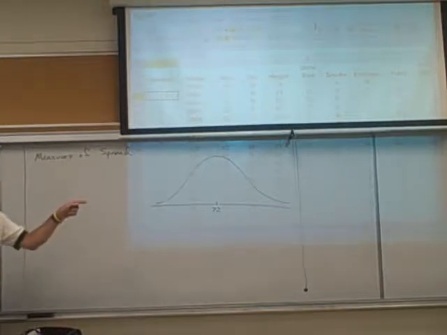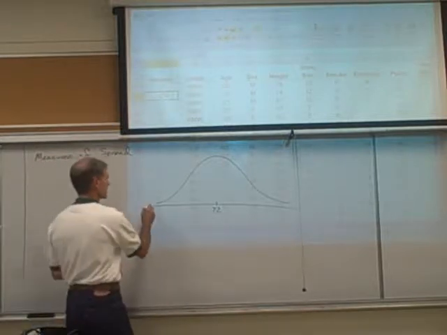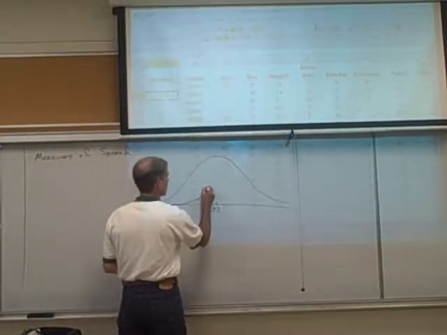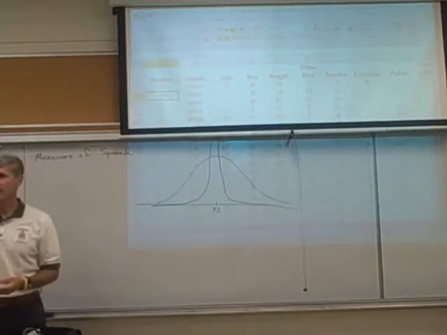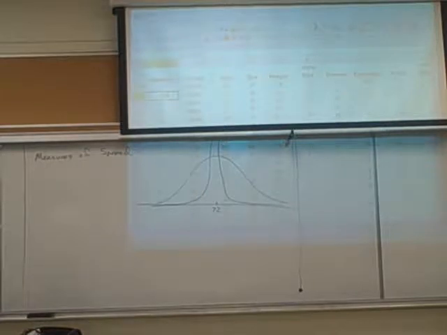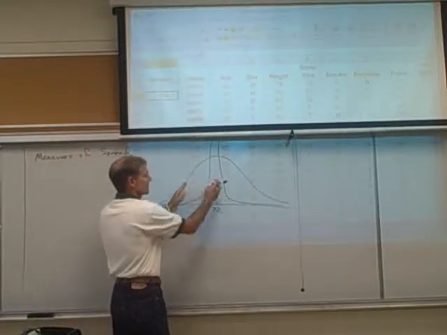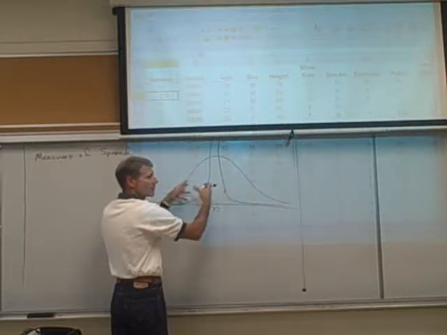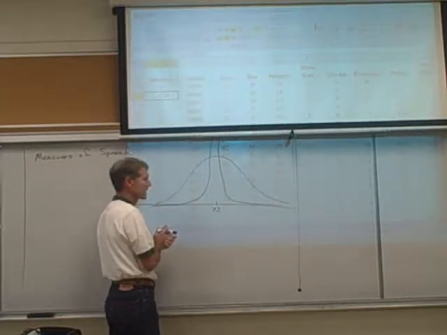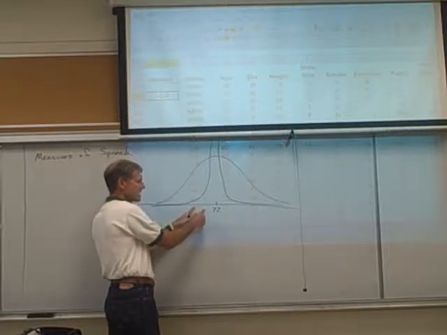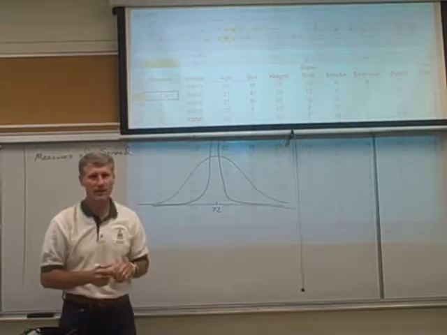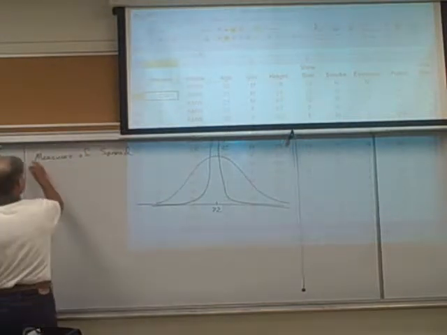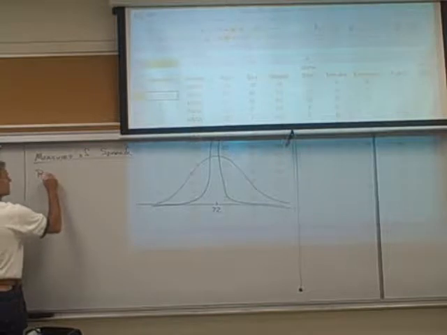Because I could draw a bell-shaped symmetric distribution centered at 72 that looks like this one, or I could draw one that looks like that. Very different distributions. This distribution is a lot more spread out than this distribution. So as you can tell, the range here would be much smaller than it would be for that one. So that's the first measure of spread that we'll talk about, the range.